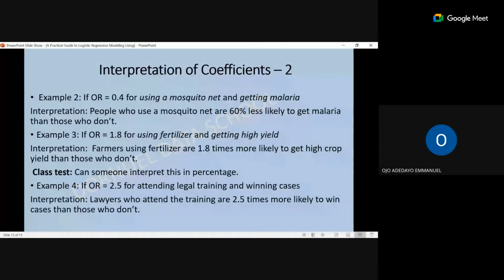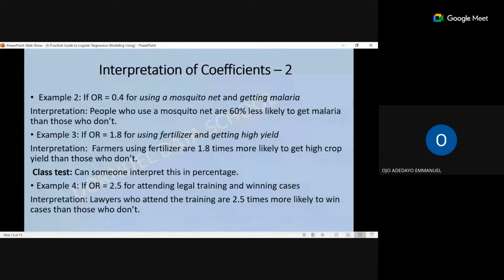Remember the other time, that one was above 1, and we subtracted 1 from it. But now this odd ratio here is below 1, so it's going to be 1 minus 0.4, and we're going to get 0.6. By the time you multiply that by 100, we're going to have 60%. That is, people who use a mosquito net are 60% less likely.